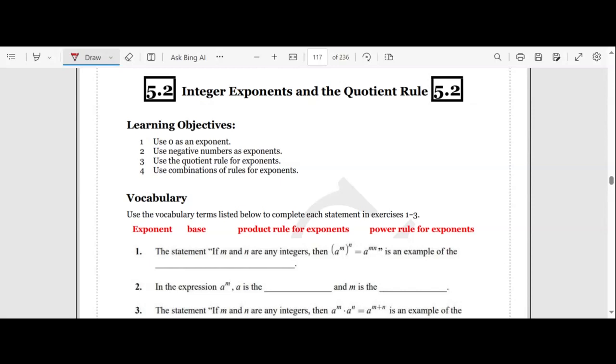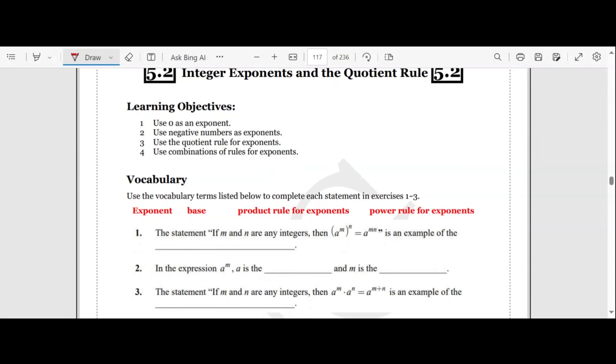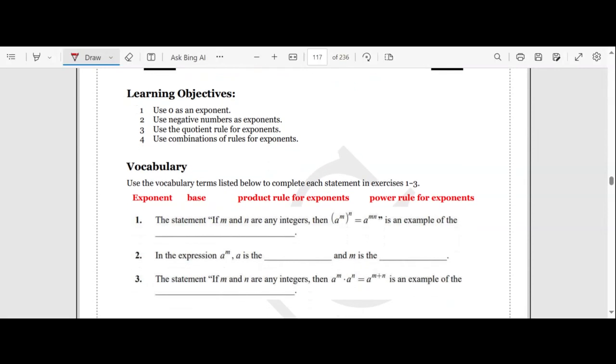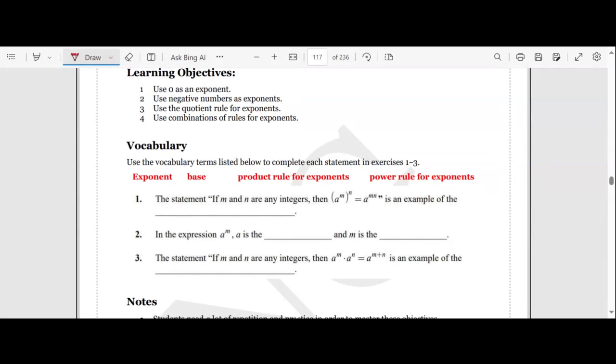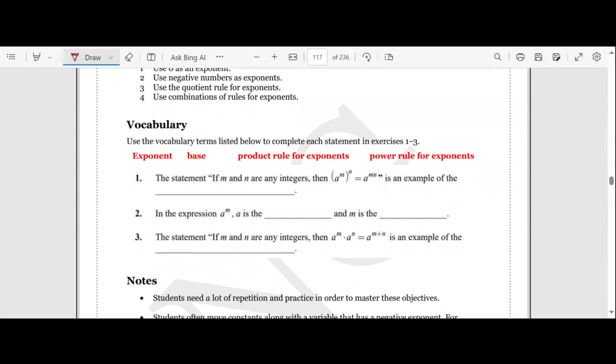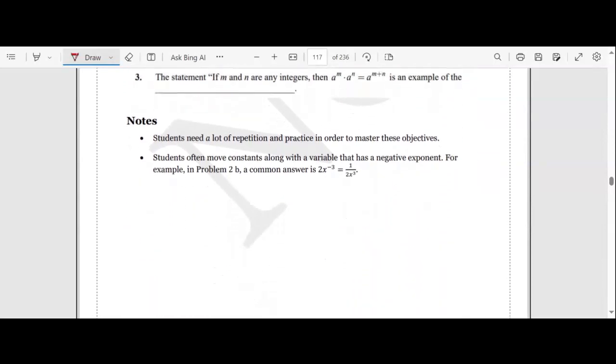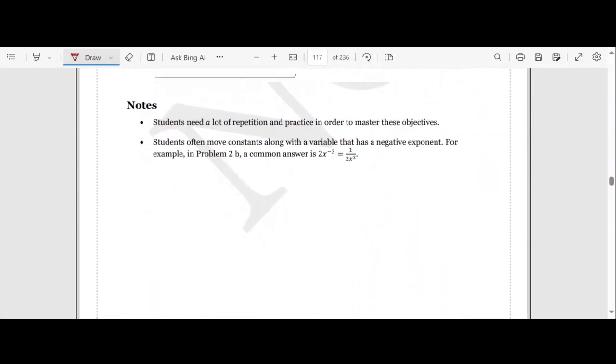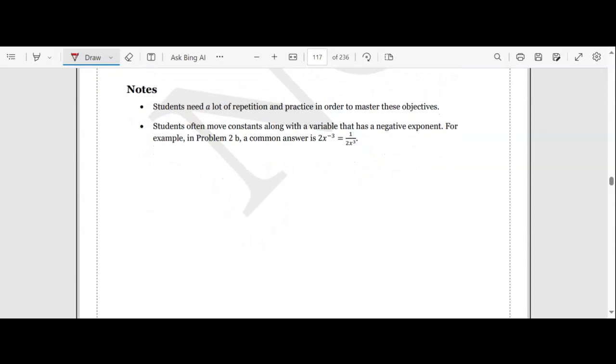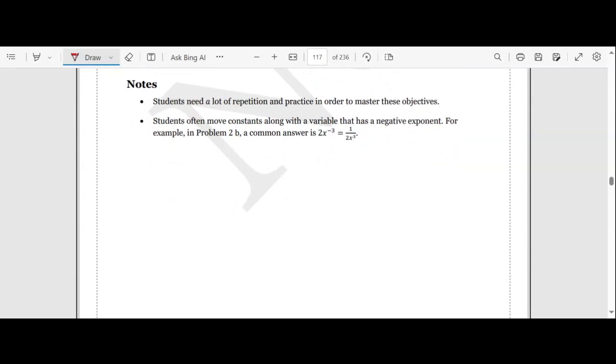You have 4 words for vocabulary here: exponent, base, product rule for exponents, and power rule for exponents. So you need to fill out those in the correct places. So let me talk about some.